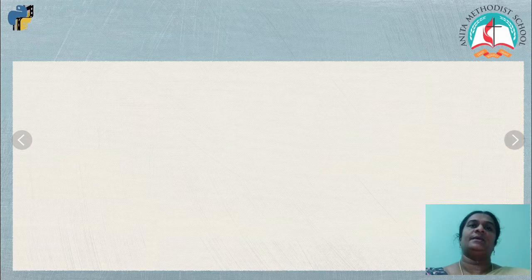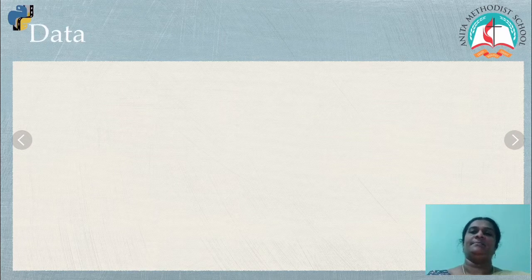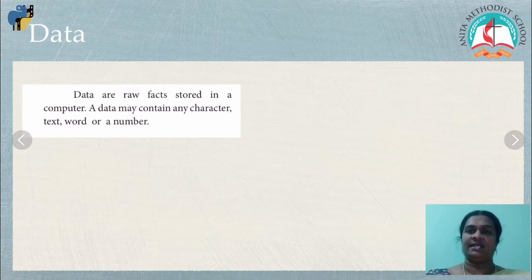What is the next topic? What is called data? Can anyone have a guess what is called data? We already learnt in C programming. Yes, data are raw facts stored in a computer. They may be of any form like text, a word or a character.